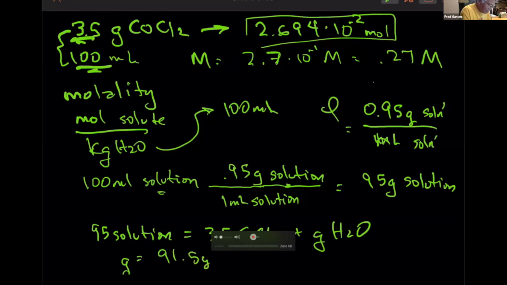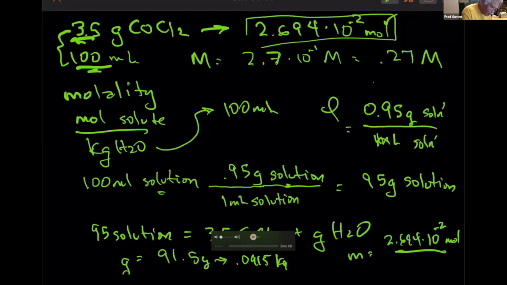Now I can take that to get the molality. The molality right here is the moles of the solute, which we said was this right here. So the molality is equal to 2.694 times 10 to the minus 2 moles over 91.5 grams, but I have to convert that to kilograms, so it's 0.0915 kilograms. And if I do that quantity right there, then I should be able to calculate my molality.